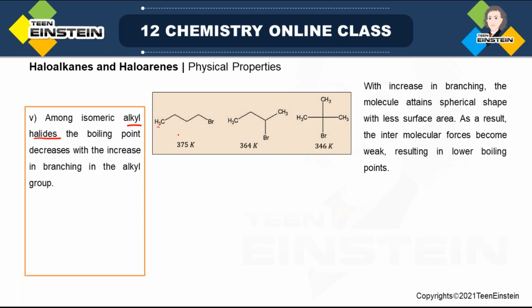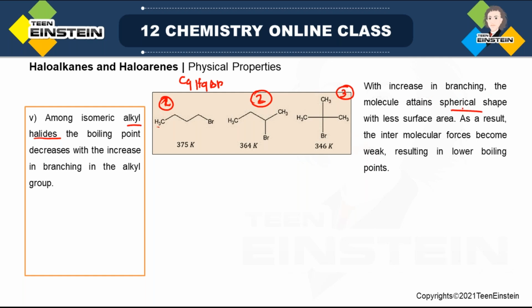This is a linear chain, the first one. And how many carbon atoms are there? It is 1, 2, 3, 4. 4 carbon. Number of hydrogen 9 and 1 Br. So the same molecular formula is there for the second molecule and also for the third molecule. But what is the difference? As we are moving from 1 to 2 to 3, branching is increasing. With increase in branching, what will happen?